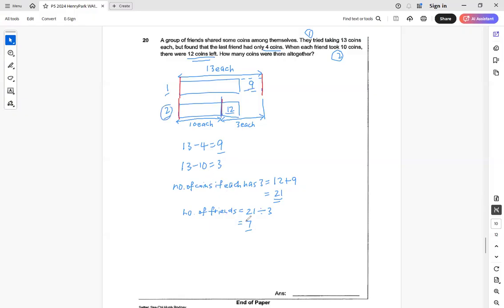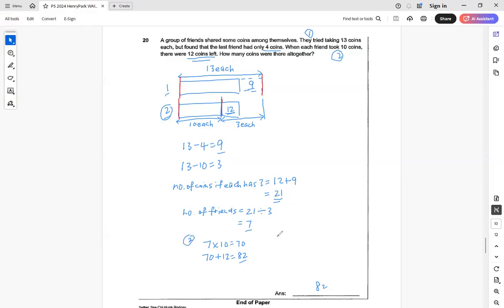Okay, so let's say there are 7 friends. Each of them can get 10 each, so it's 7 times 10, which is 70. But remember, there's a 12 left, so we take 70 plus 12 to give 82. So the answer will be 82. Let me write this more clearly. You take 70 plus 12 is 82. This one is scenario 2.